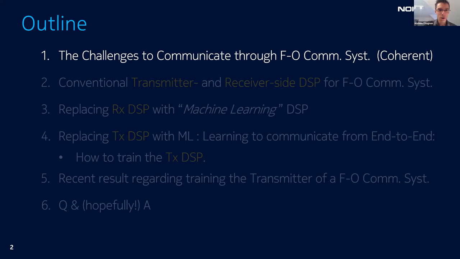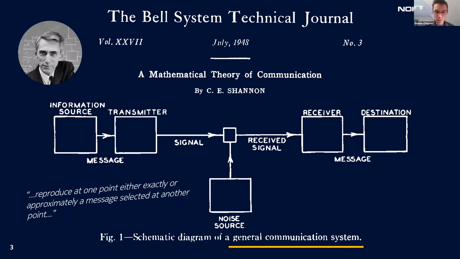So to begin with, there's the seminal paper from Claude Shannon from 1948, A Mathematical Theory of Communication. This is the paper that pretty much laid the foundations of information theory. The idea of communication is to reproduce at one point either exactly or approximately a message selected at another point. This is quote unquote verbatim from Claude's paper.